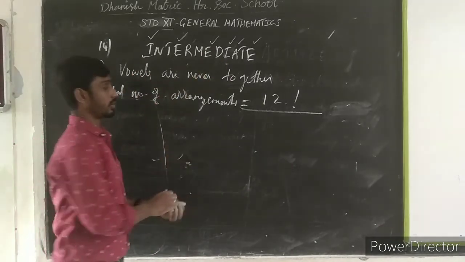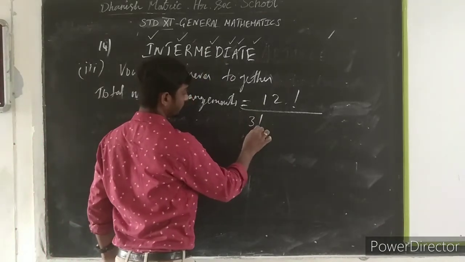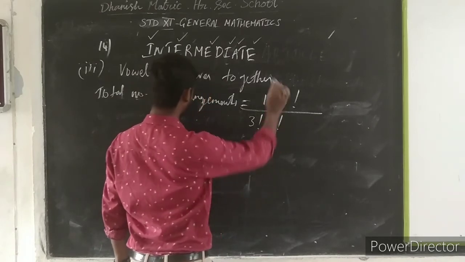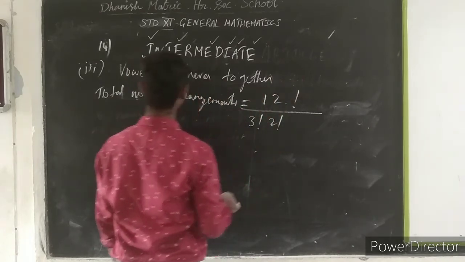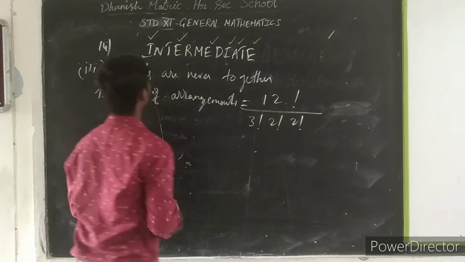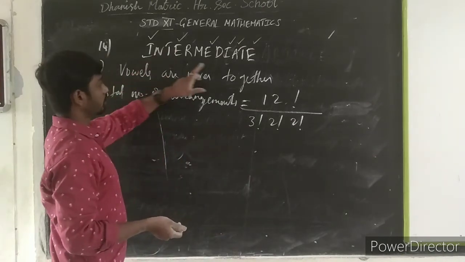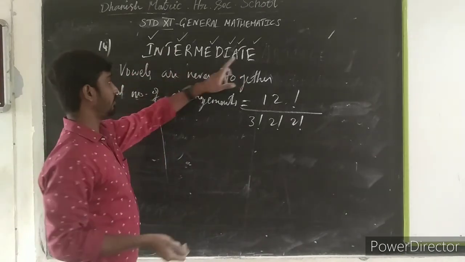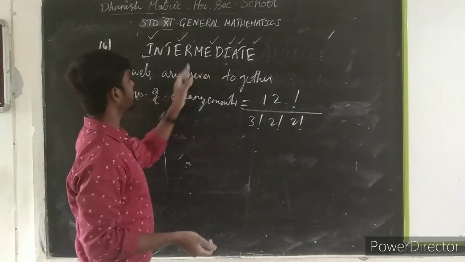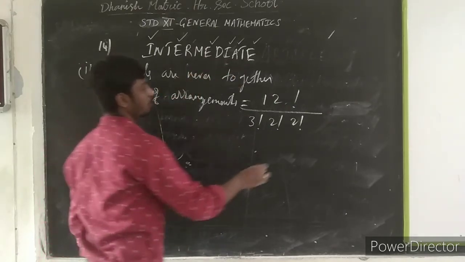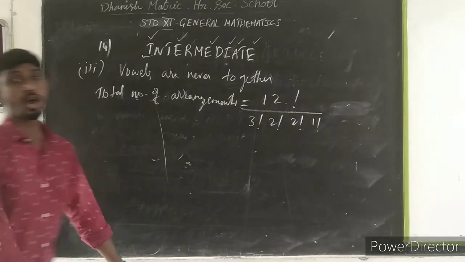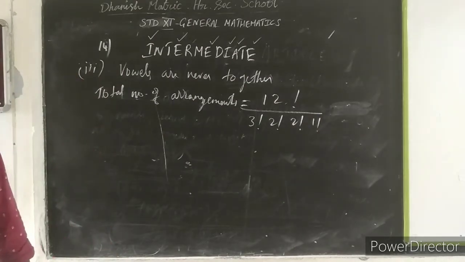Sorry, N is 3 factorial, I is 2 factorial, then T is also 2 factorial, and E is 3 factorial. The remaining will be 1 factorial. So here we are going to write the formula.